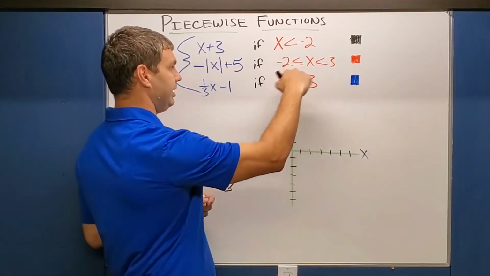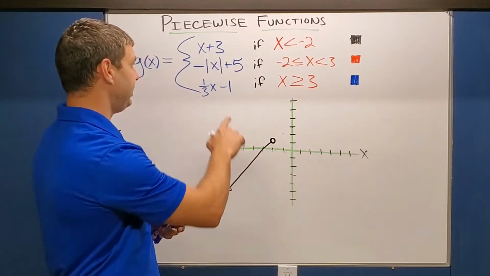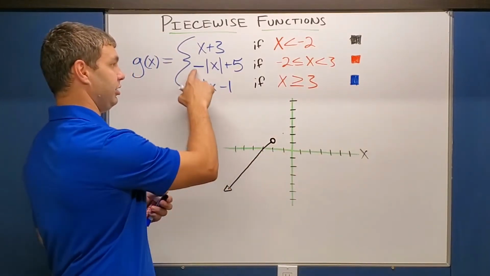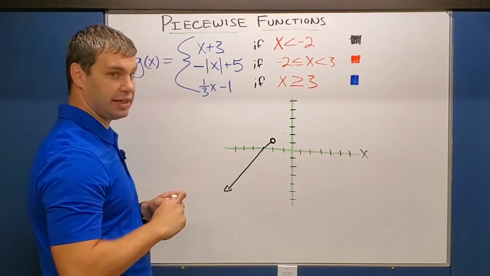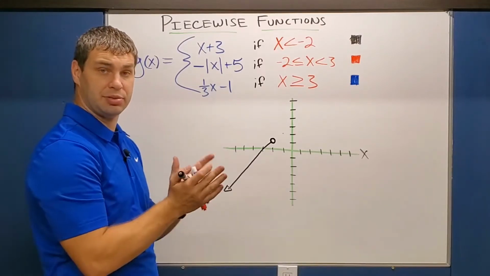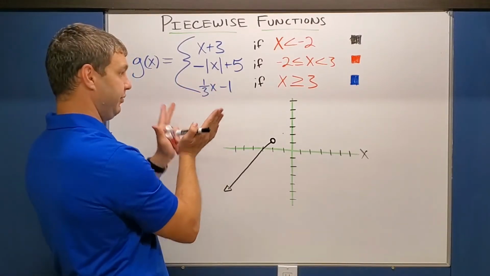Now, my next one I'll do in red. This is going to be the negative absolute value of x plus 5. So remember, this is the absolute value function. It looks kind of like a V shape.